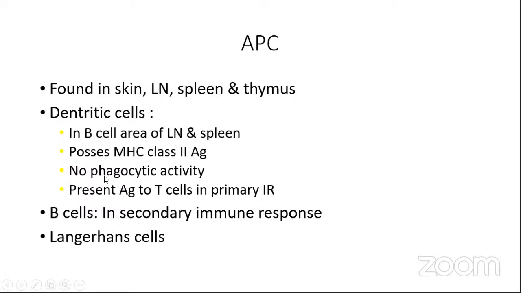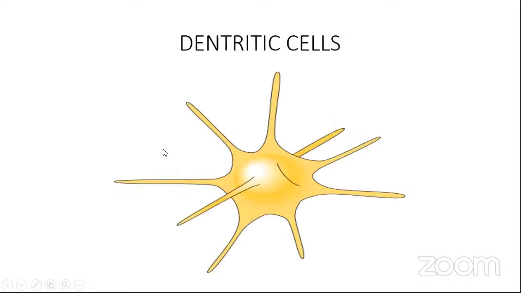They themselves do not have antigenic activity, but they present the antigen to T cells, especially in case of primary immune response, and to B cells in case of secondary immune response. Another classical example is the Langerhans cells, which can act as antigen presenting cells. This is a dendritic cell which contains fibrils that can engulf the antigen and present it to the effector T cells.